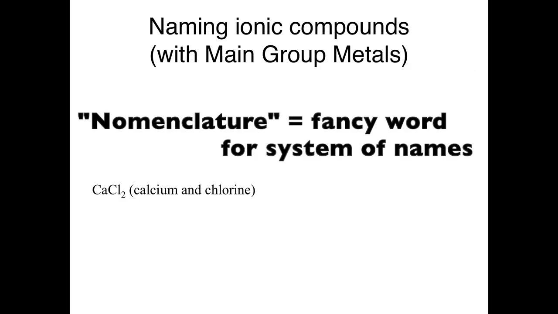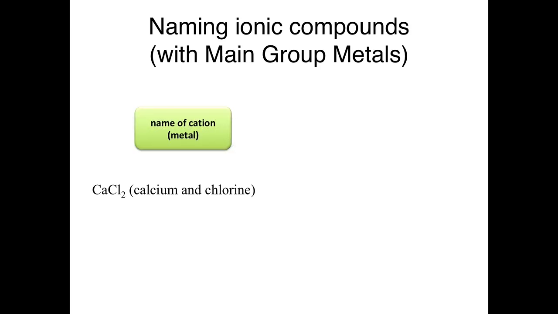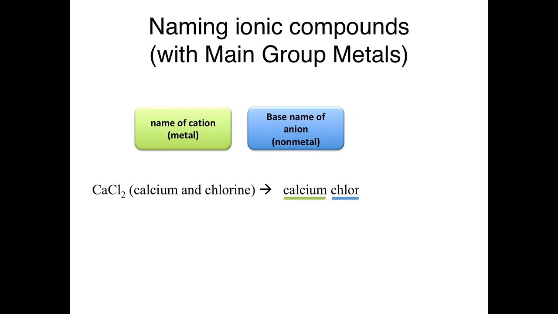Now let's talk about naming, and we will take the compound formed from calcium and chlorine as our example. The first step in naming the ionic compound is to name its cation, which is the metal. In this case, which one is our metal? It's the calcium. The next step is to take the base name of the anion. In this case, what's our anion? Chlorine, right? For chlorine, the base name is chlor. You just basically get rid of the last syllable. Lastly, you replace that last syllable with -ide, so chlorine becomes chloride. So the name for this compound is calcium chloride.